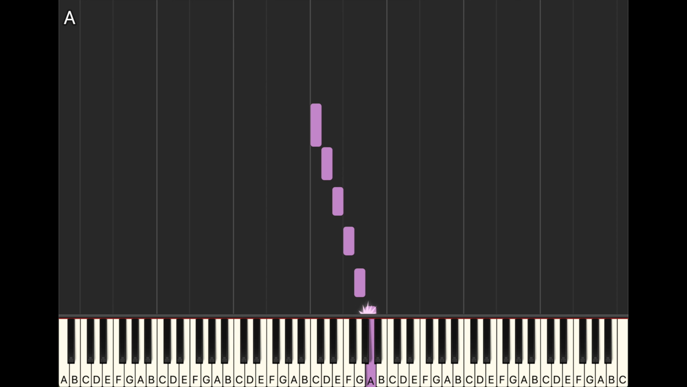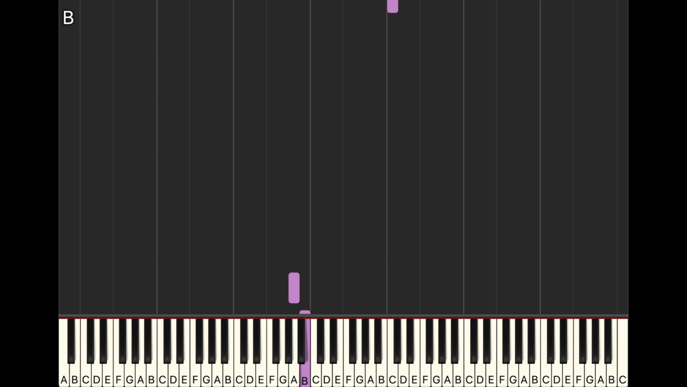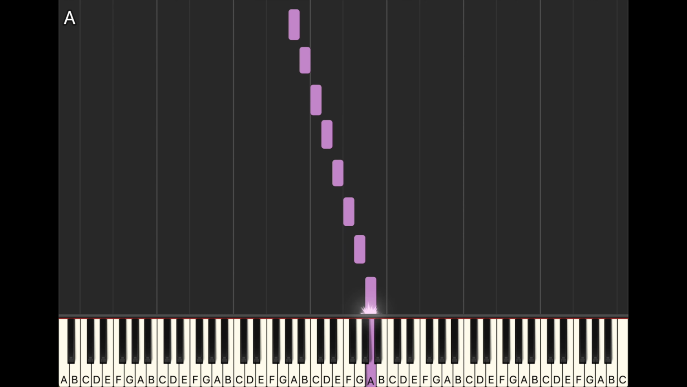To find any natural minor scale, there are two approaches that work. Number one, play any of your major scales. Let's start with C major. Now play the same scale, but start on the 6th note. So in this case, A. This is the relative minor of C, because they start on different notes, but they share the exact same pitches.